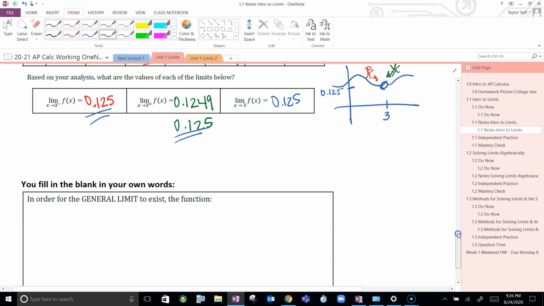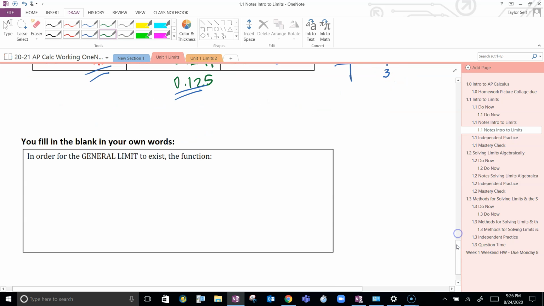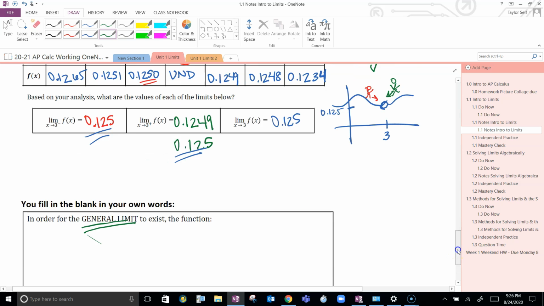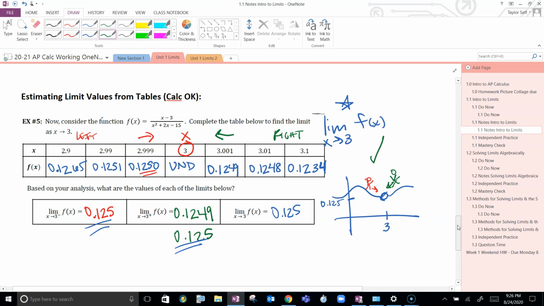Okay. You fill in the blank now. I want you to tell me in your own words what has to be true for the general limit to exist. While you do that, you can look at this. This right here is the general limit, and it does exist here. All right.